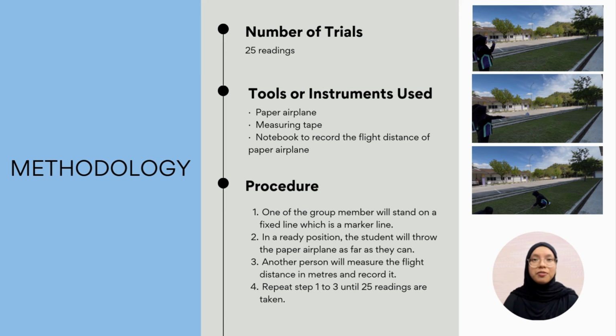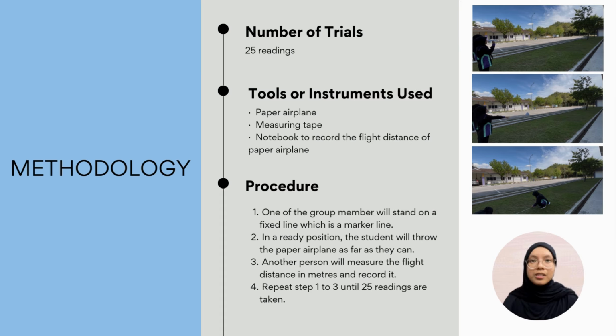The first one, we have number of trials, which are 25 readings. Next, tools and instruments used. We use a paper airplane, measuring tape and notebook to record the flight distance of the paper airplane.